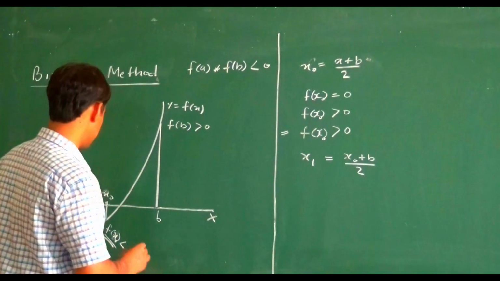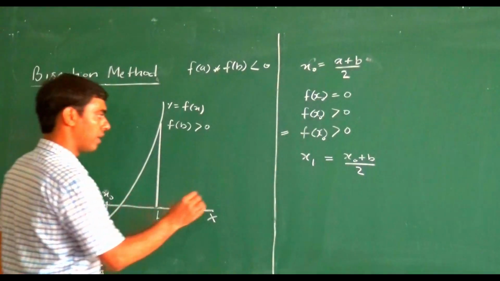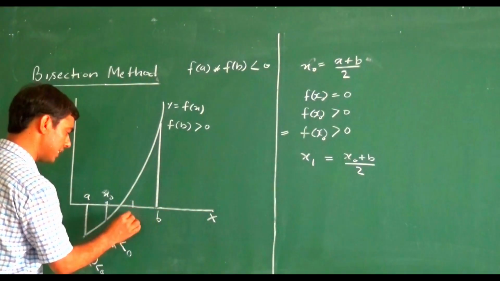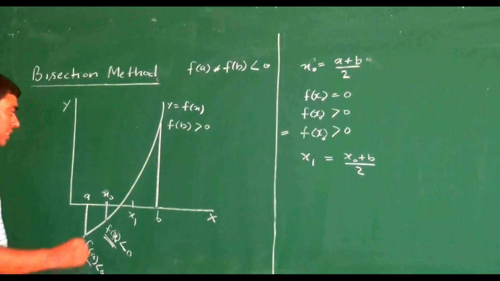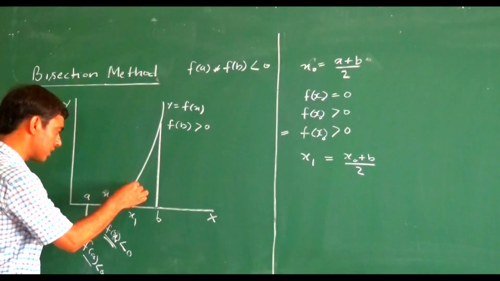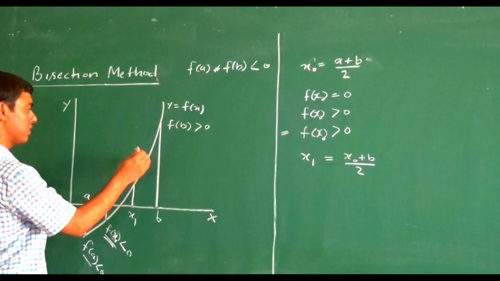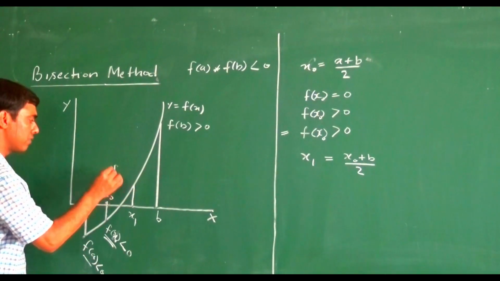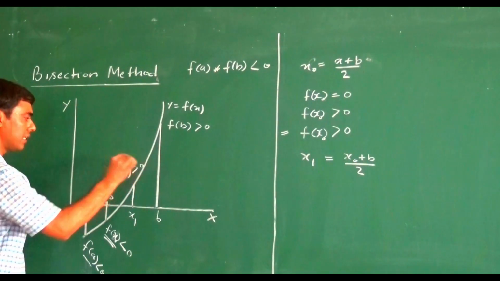So in the next iteration, suppose x1 lies between x0 and b, and suppose this one is x1. Then obviously at this point, what is the value of the function? This one is in the first quadrant. In the first quadrant, what is the value of the function? The value of the function f(x1) is greater than 0.